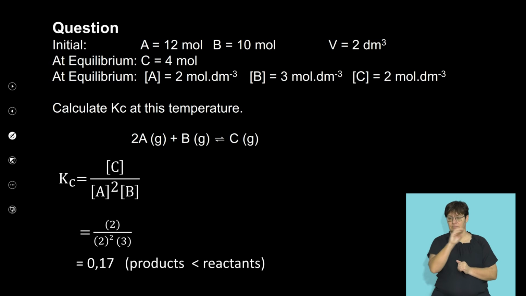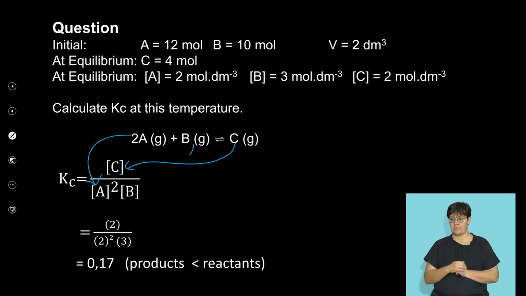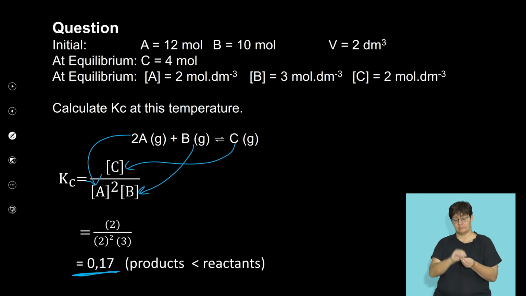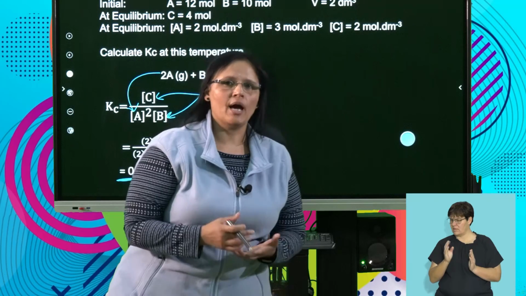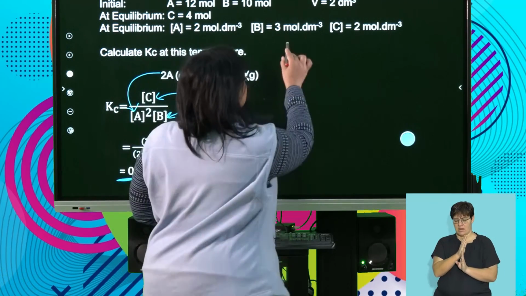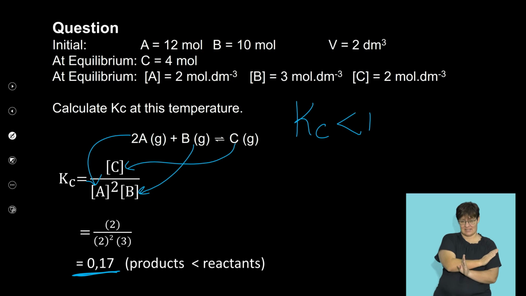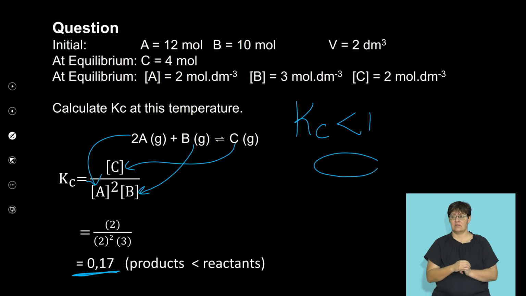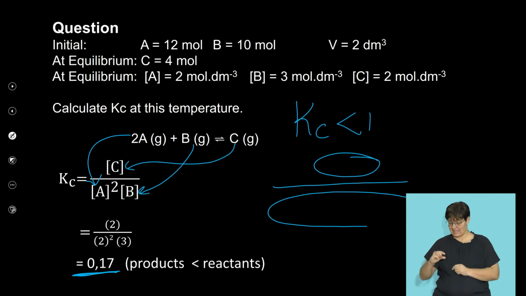That brings us to the substitution of my concentrations into my expression, where I have C to the exponent of 1, A to the exponent of 2, B to the exponent of 1. If we put them all in and substitute them correctly, we have a value of 0,17. What does that mean? When we have 0,17, it means Kc is smaller than 1. It basically means I have few products, but a lot of reactants.